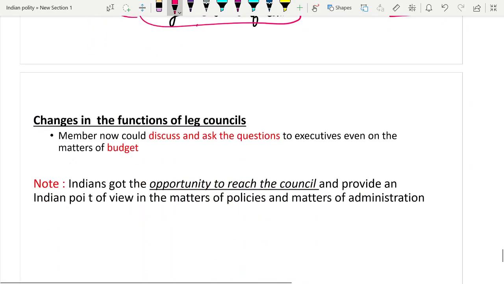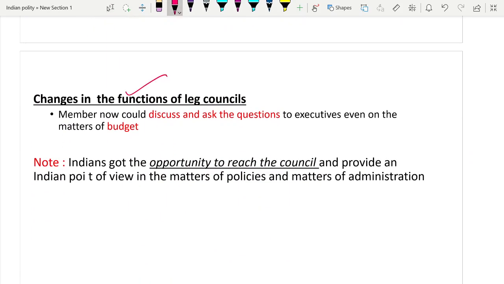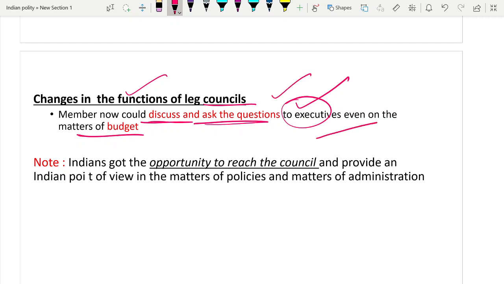The other change was in the functions of the legislative council. Earlier we saw that they could discuss only a minuscule part of the matters. But now they can discuss and ask questions to the executive, number one, and the matters of the budget can also be discussed and questions asked to the executives. So this was the important change brought into the functions of the legislative council.